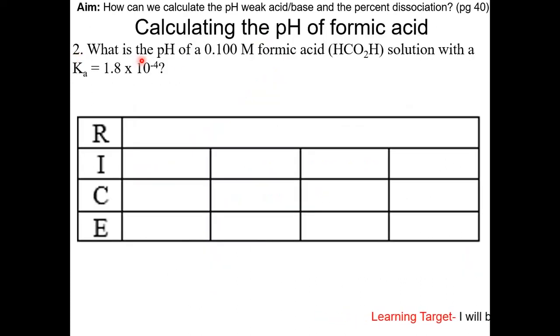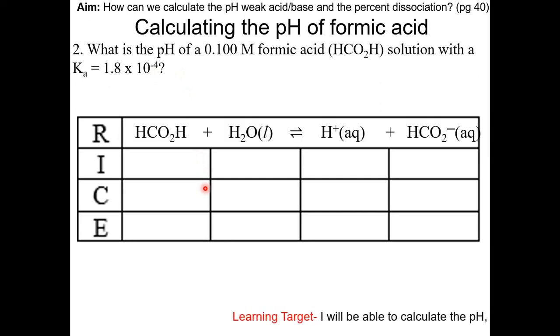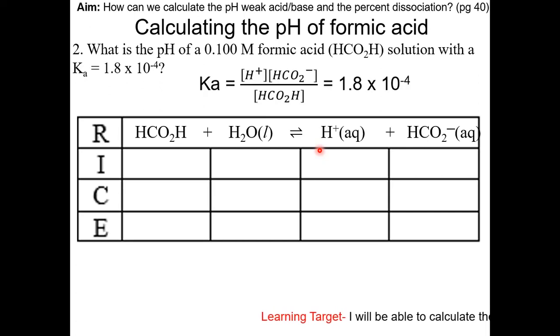Question 2. What is the pH of a 0.1 molar formic acid solution with a Ka of 1.8 times 10 to the minus 4? The first step is to write out the chemical equation. The next step is to write out the Ka equilibrium expression and then fill out the RICE table. The initial concentration of formic acid is 0.1.